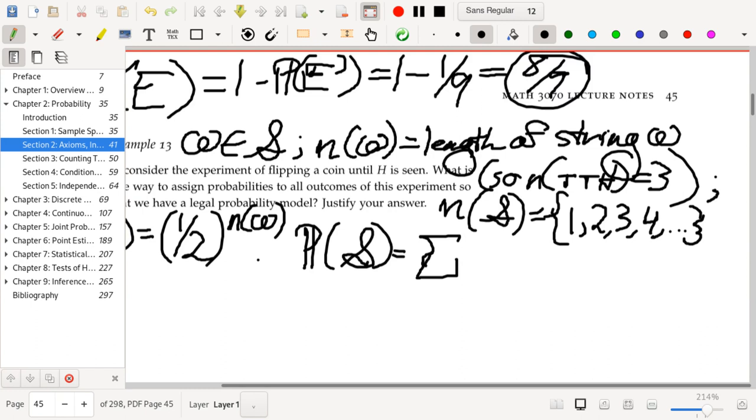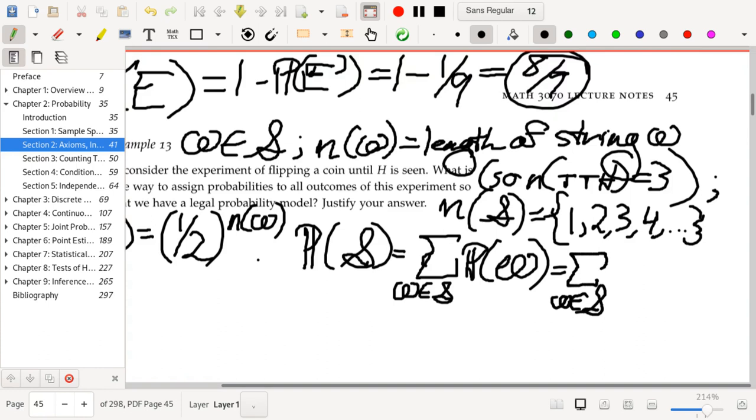So the probability of the sample space is going to end up being the sum over all of the omega that's in the sample space of the probability of that omega. Remember what this is actually doing is summing up the probability of H, the probability of TH, the probability of TTH, the probability of TTTH, and so on. All right, continuing on. We can then say that this is equal to the sum over all omega in the sample space. We have our probability assignment, 1/2 to the power of n of omega. And at this point, I'm just going to say that n of omega is equal to the length of that string.